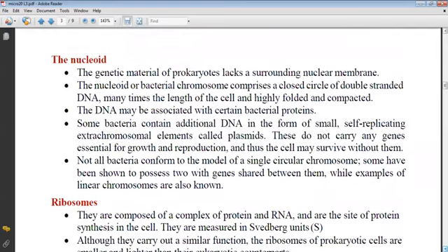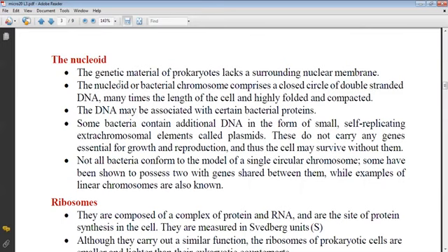نجي هسه الى النيوكليوس. The genetic material of prokaryotes lacks a surrounding nuclear membrane. بالاضافه الى صفات اخرى مؤشره وواضحه، مثلاً the nucleoid or bacterial chromosome comprises a closed circle of double-stranded DNA. Many times the length of the cell and highly folded and compacted. The DNA may be associated with certain bacterial proteins. Some bacteria contain additional DNA in the form of a small self-replicating extrachromosomal element called plasmid.